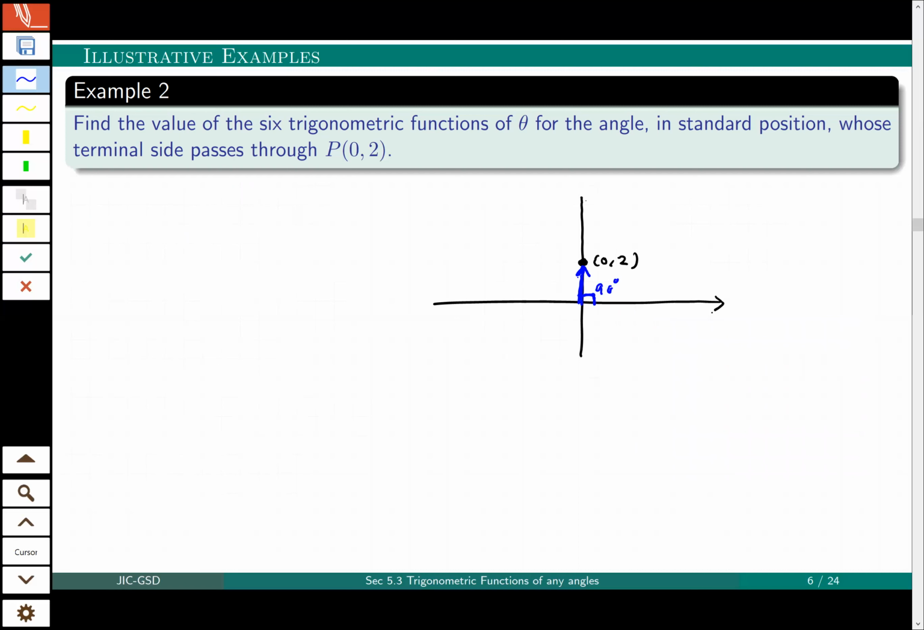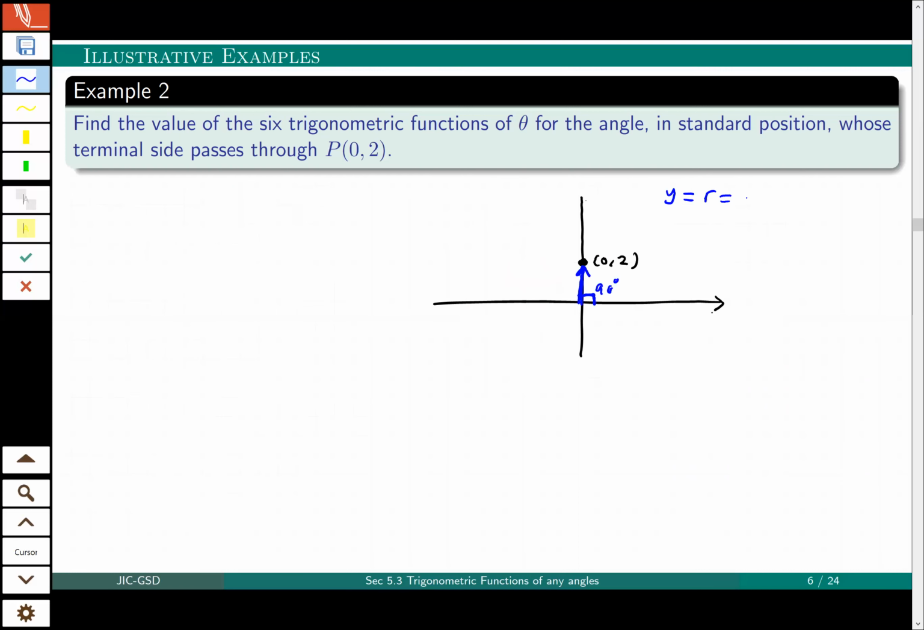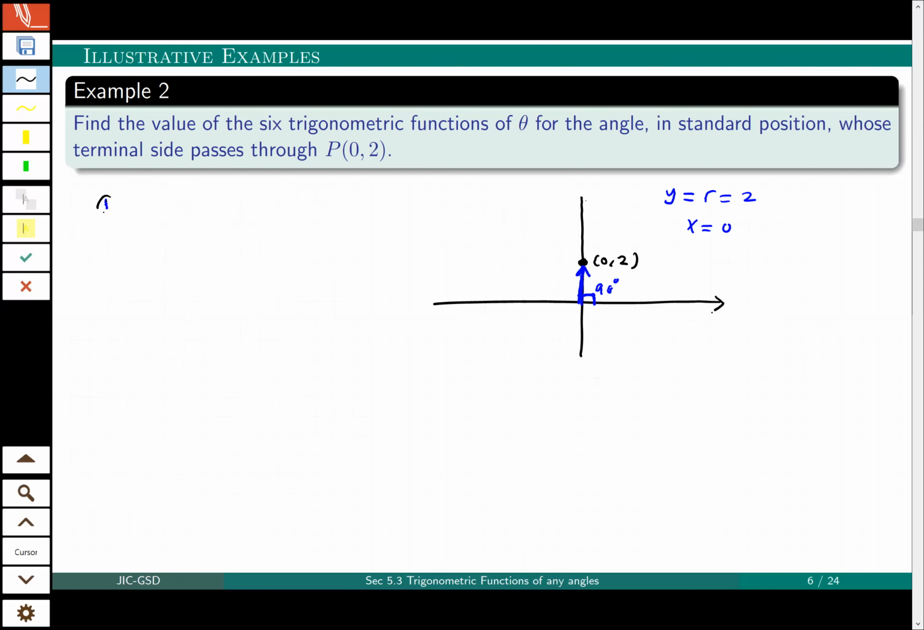Here we have y equal to r equal to 2. And our x is equal to what? 0. So we have the solution now. Sine theta, it's y over r, which will be 2 divided by 2, which is 1.